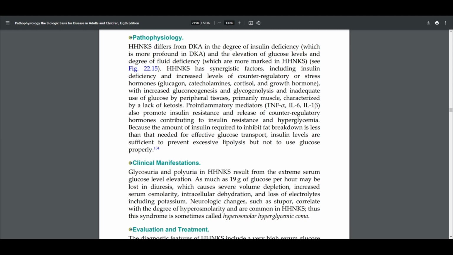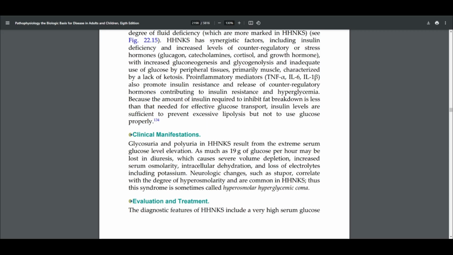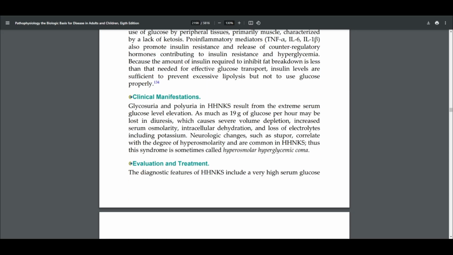Because the amount of insulin required to inhibit fat breakdown is less than that needed for effective glucose transport, insulin levels are sufficient to prevent excessive lipolysis, but not to use glucose properly.